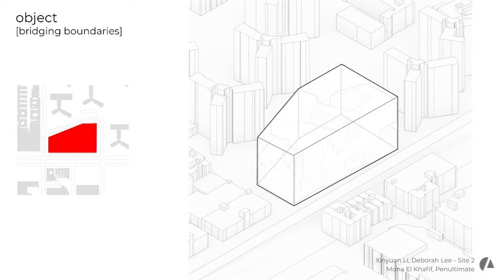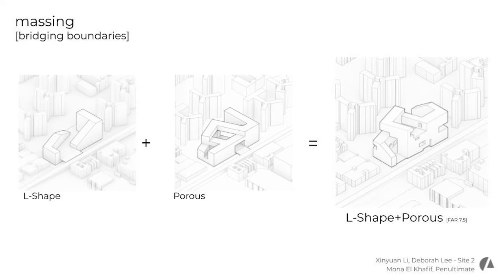We also noted how Site 2 sits on where object and fabric buildings meet. We are bridging the two types by proposing a contextualized object that builds relationship with its surrounding context. The contextualized object we are proposing is a result of two massing schemes we studied.